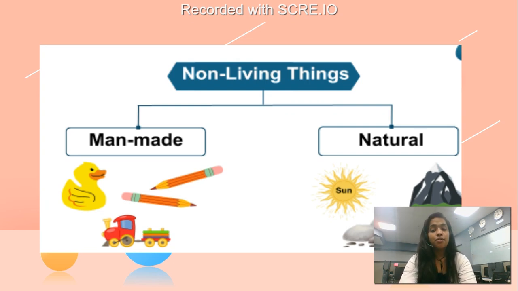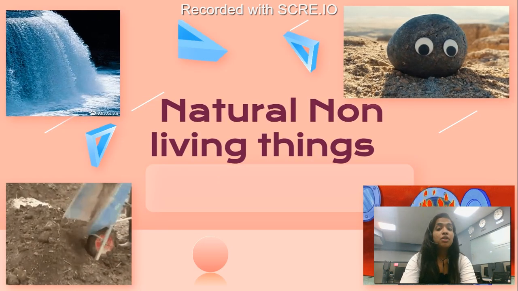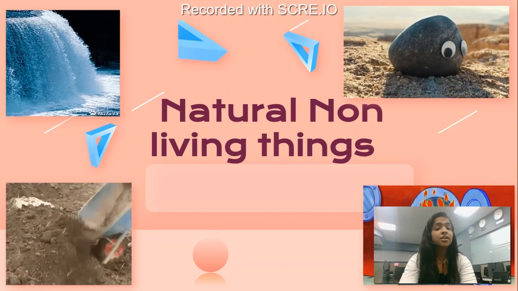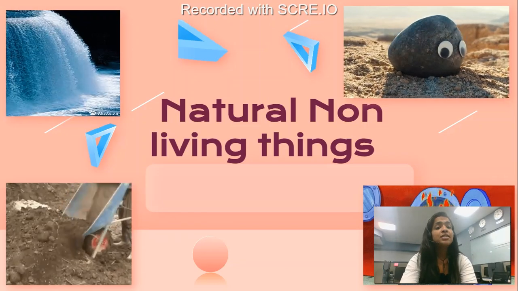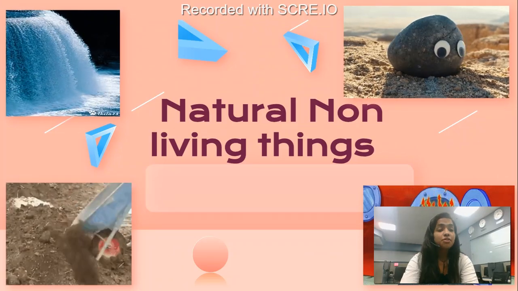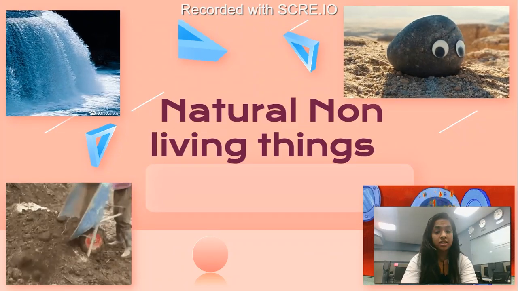So no metabolism. Non-living things do not have metabolic processes. For example, a table does not consume energy or perform chemical reactions. So next, examples and activities. Natural non-living things are already present in nature. For example, rock, heat, soil, water. These are already present in nature and they are non-living things. They don't grow, they don't reproduce.